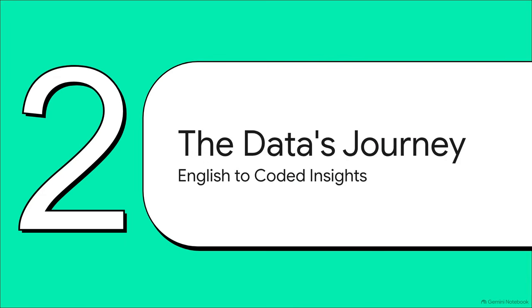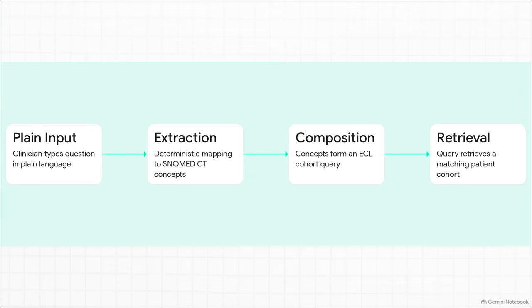So let's track the data's journey, going from plain English straight to coded insights. We're going to follow a real-world clinical question through an 8-stage pipeline. And I have to say, these first 4 stages work almost like magic. They take a doctor's natural language and transform it into a mathematically precise query, pulling up a matching cohort in literal fractions of a second. We go from input, through extraction and composition, right to retrieval.